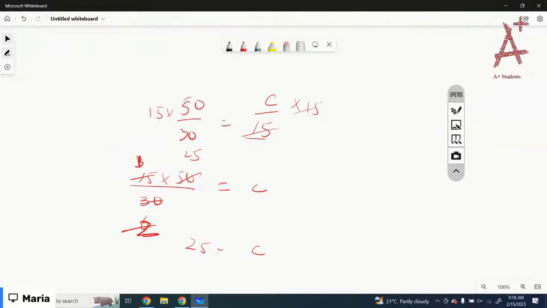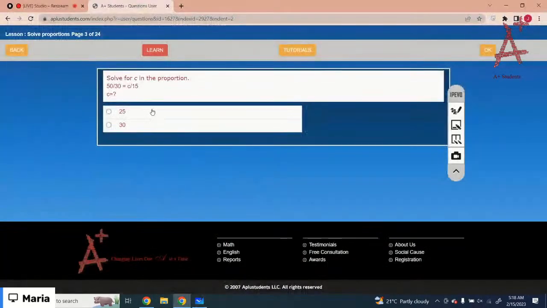So C equals 25. Got it? So just select the correct option, then click on the OK button.